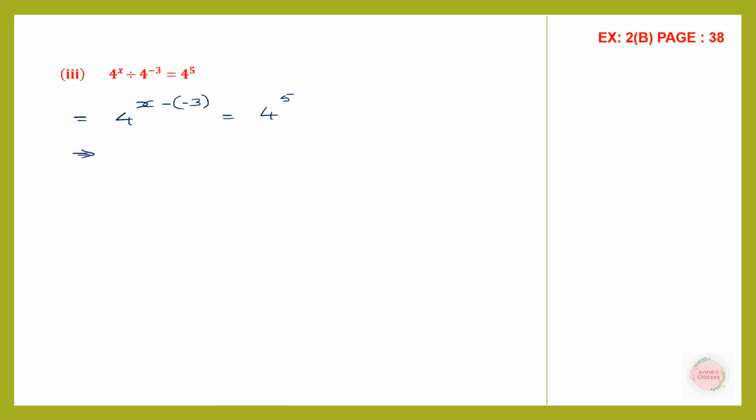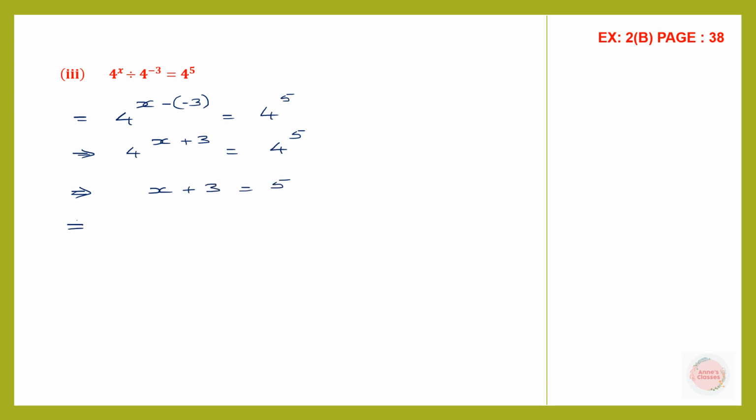So this is now 4 raised to the power of x, minus into minus is plus, x plus 3. So this becomes x plus 3, which is equal to 4 raised to the power of 5. So now again the base is the same, so the powers will be equal. So now let's take only the powers, that is x plus 3 is equal to 5.